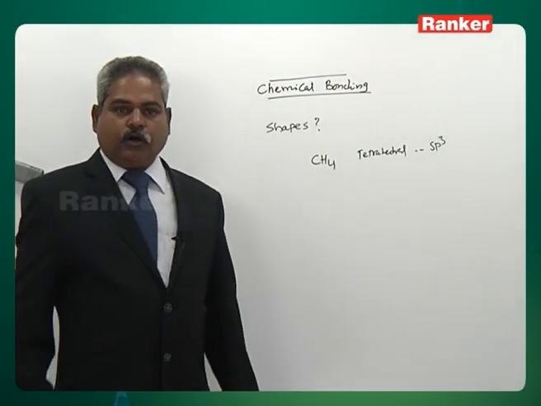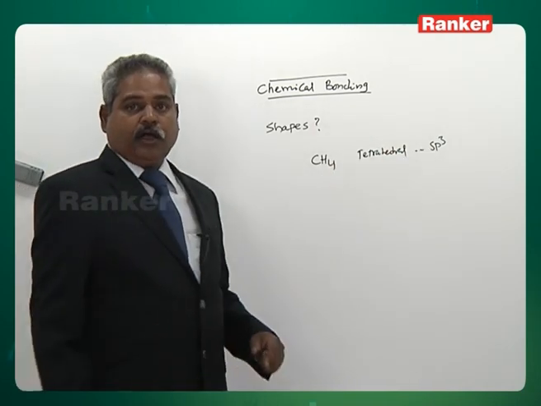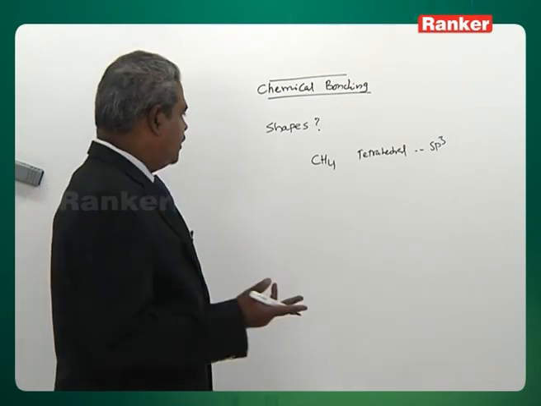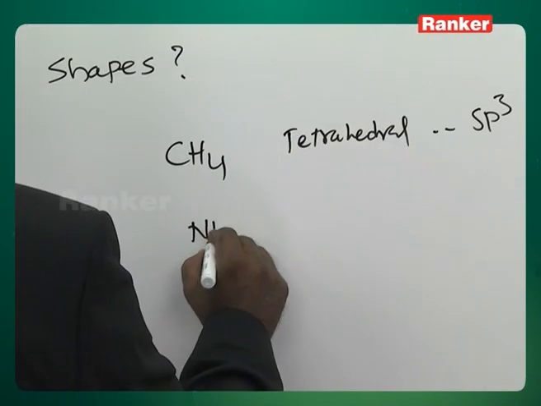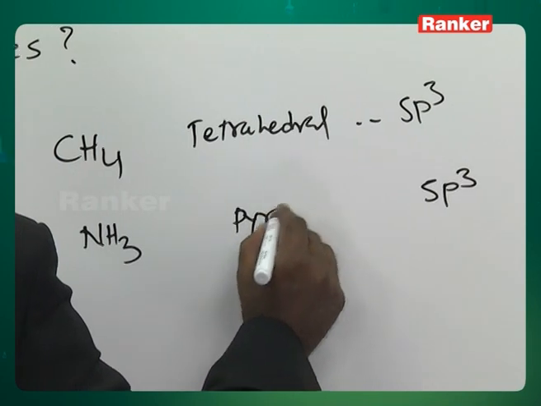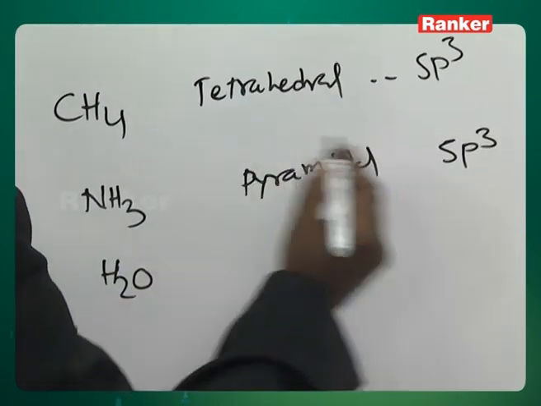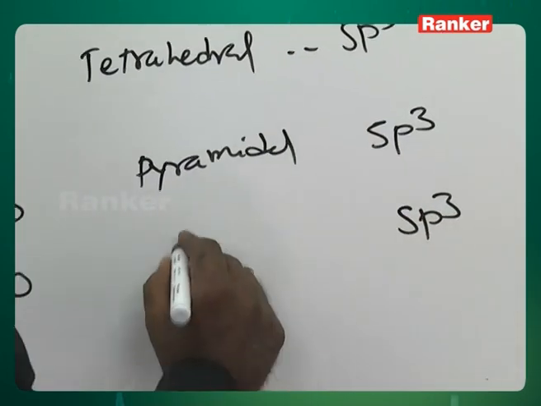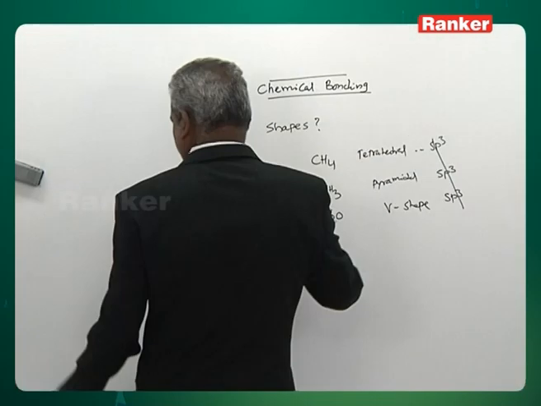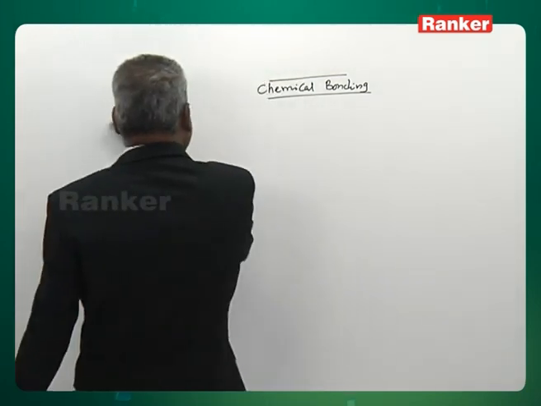So, you are indirectly relating hybridization and shape, and I warn you, hybridization and shape are mutually exclusive. They have nothing in common. Because ammonia, hybridization sp3, but shape is pyramidal. H2O, hybridization again is sp3, but the shape is V shape. So, hybridization has not got anything to do with shape. Don't confuse the ideas.